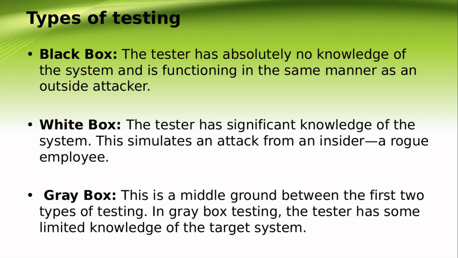White box. The tester has significant knowledge of the systems. This simulates an attacker from inside, a rogue employee. Full information about the target is shared with the tester. So this type of testing confirms the efficacy of internal vulnerability assessments and management controls by identifying the existence of known software vulnerabilities and common misconfigurations in an organization's systems. Grey box. This is the middle ground between the first two types of testing. In grey box testing, the tester has some limited knowledge of the target system.